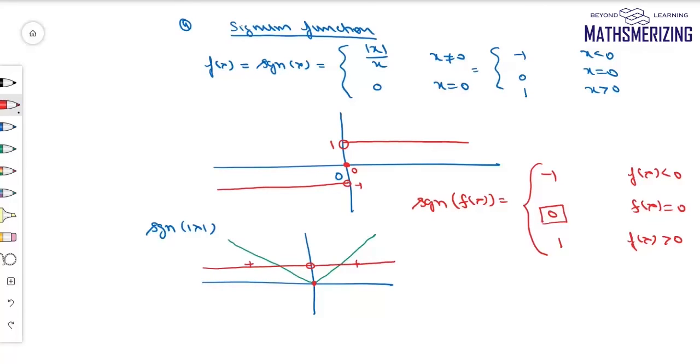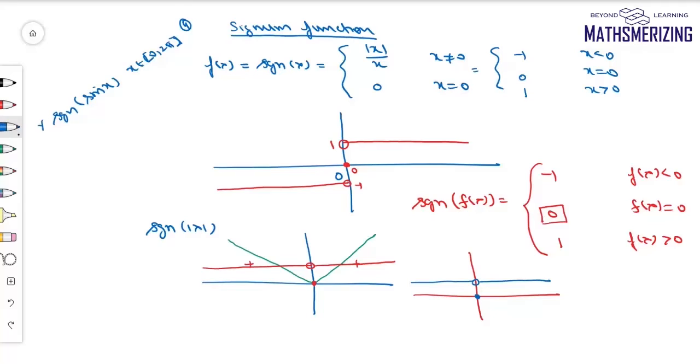So the graph of signum of mod x will be this graph. Let me take another one. Suppose I need to find signum of sin x when x belongs to 0 to 2 pi. So I'll draw the graph of sin x. This is 0, pi and 2 pi.